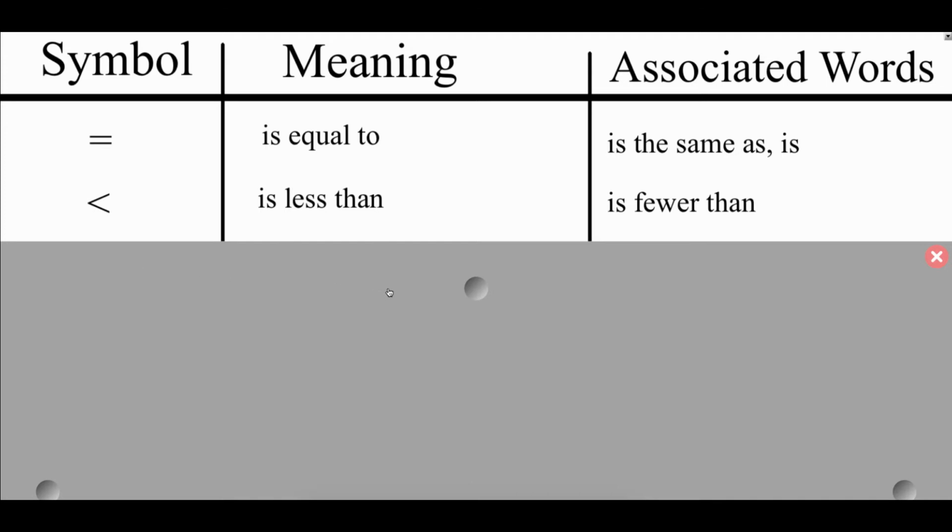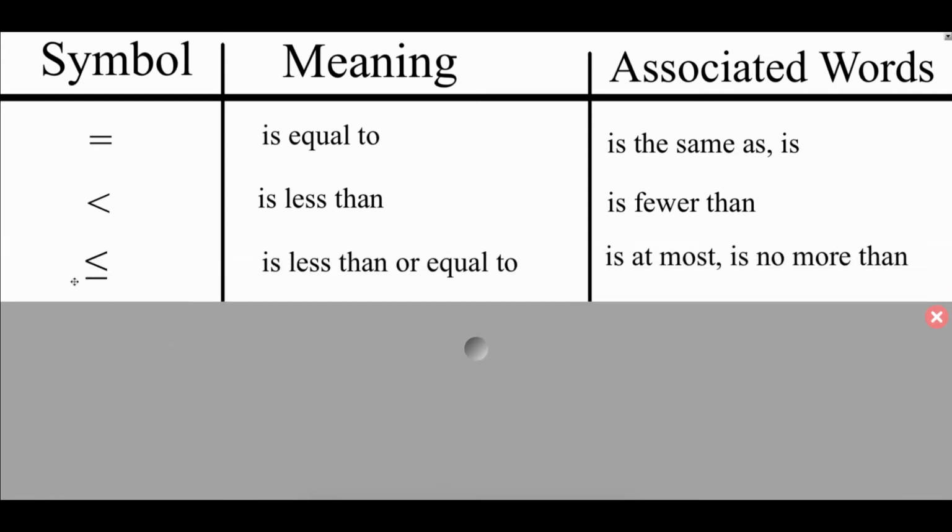Moving down to our next symbol, we've got this arrow pointing to the left, and that's our less than symbol. That just means that the expression on the left-hand side is smaller than the expression on the right-hand side. Also, saying that something is "fewer than" would be a good indication that we've got this less than inequality happening.